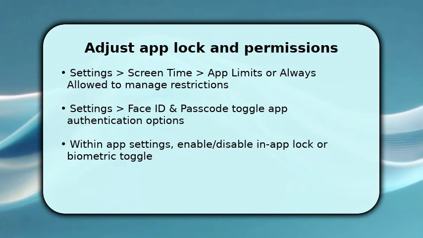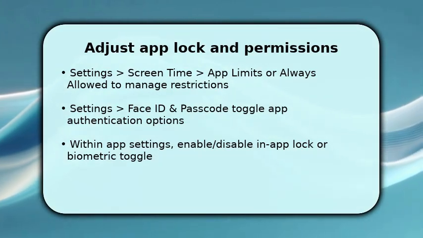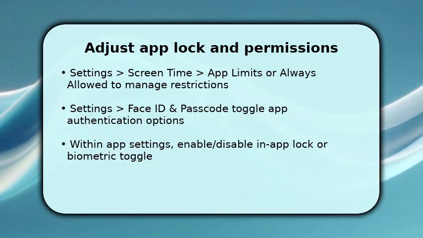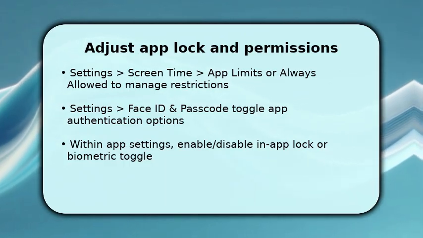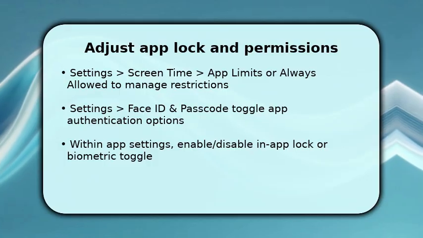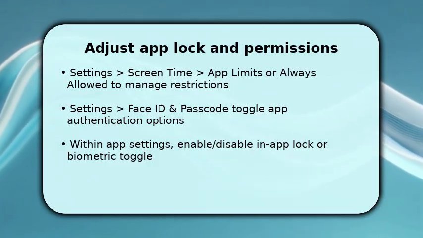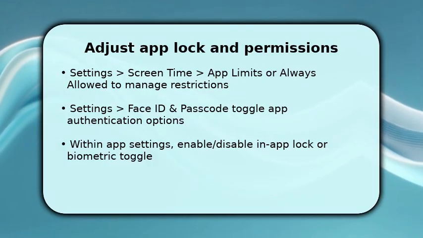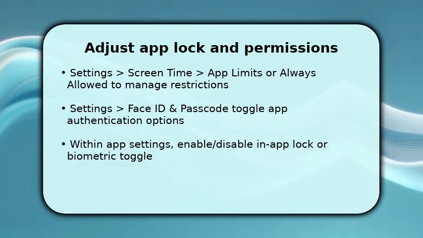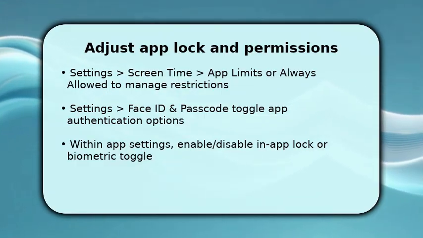Next, you modify the controls that govern app locking. Go to Settings, Screen Time to remove or set app limits and confirm the app is not restricted. This can unblock access immediately. Then open Settings, Face ID and Passcode, and toggle app authentication options to reset biometric behavior.